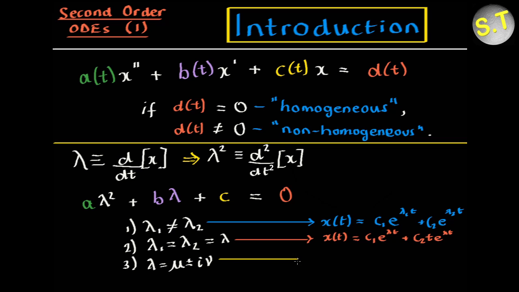And in our final example, our x of t, we can use Euler's relations to give us that this will be e to the real part mu multiplied by t, and that will be multiplied by some constant again, c1, times the cosine of nu t, plus another constant c2 multiplied by the sine of nu t.